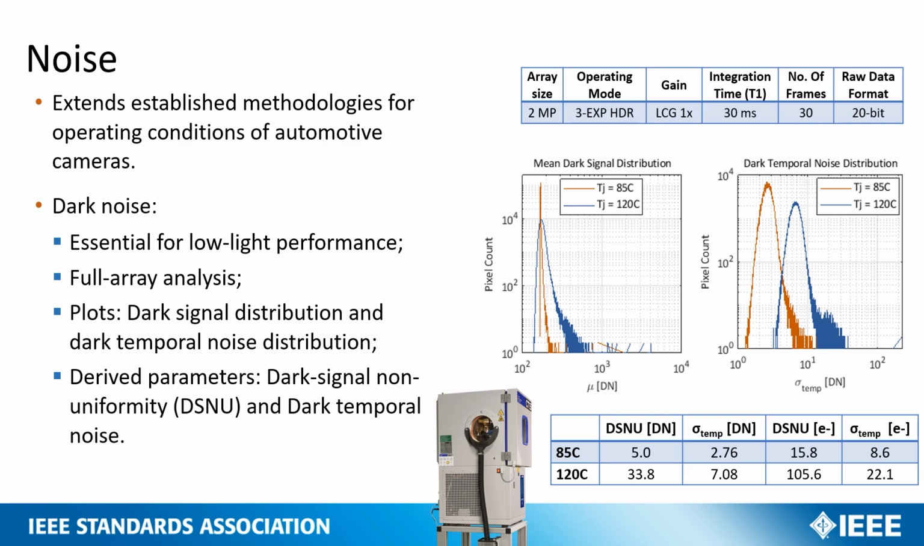Let's have a look at noise, also an image quality factor that is important. Here, it's not that the P2020 provides something fundamentally new, but it's well defined now, and that's something that you can reference. So it extends the established methods and defines operation conditions for the automotive camera. Other standards that are out there are typically used for machine vision or for photography, but they do not always apply to automotive environments.